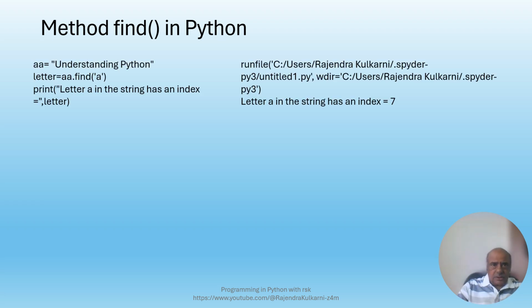Again, another use of find, a dot find a. One single letter we want to find out where it is available or where it is a part of the string, understanding Python, and the output is a is appearing at index number 7.